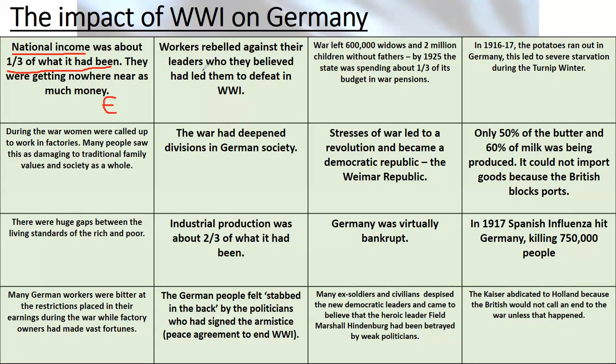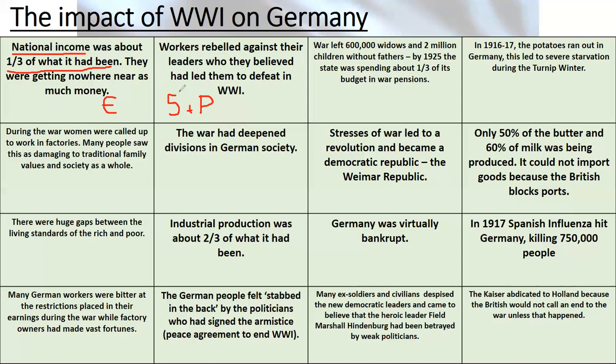Workers rebelled against their leaders, who they believed had led them to defeat in World War I. Now, this is going to be social and political. Now, what we need to understand is that after the war, the Kaiser, the man who was in charge during the First World War, he left. So the people that got the blame was this new government, which a lot of people actually comment on being very unfair, because they actually weren't the leaders during the First World War.